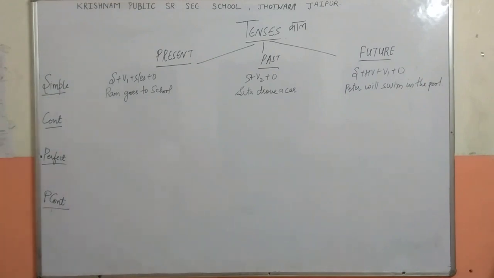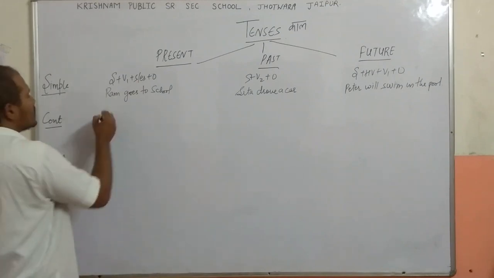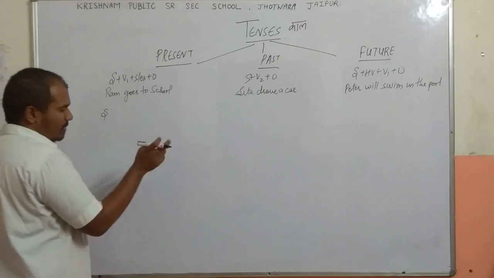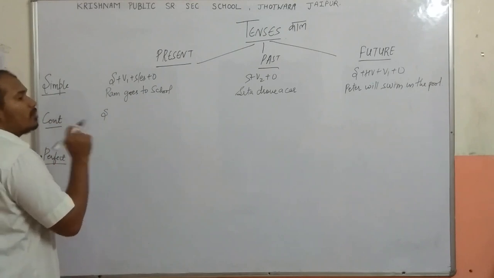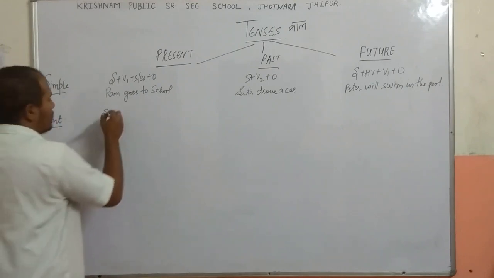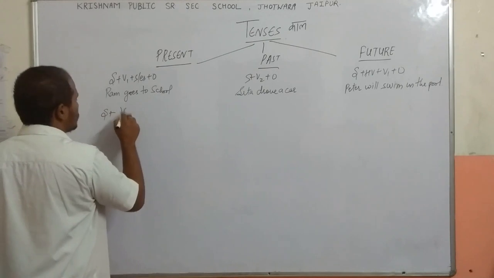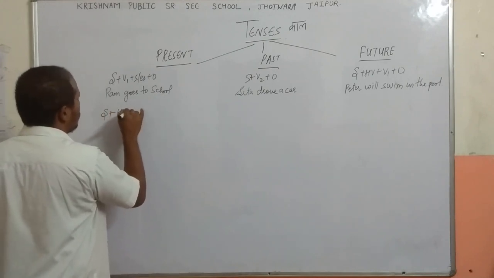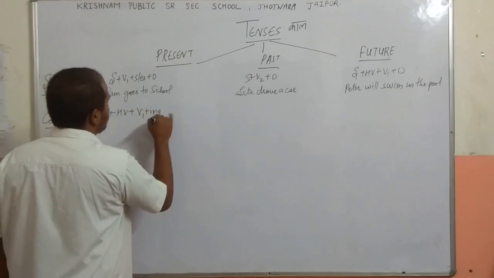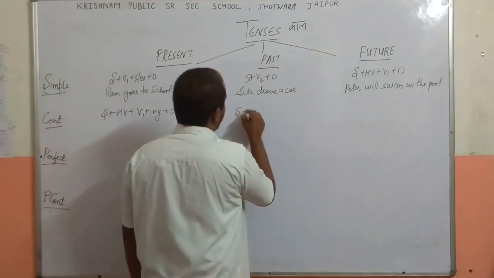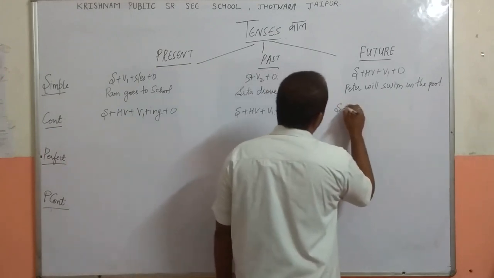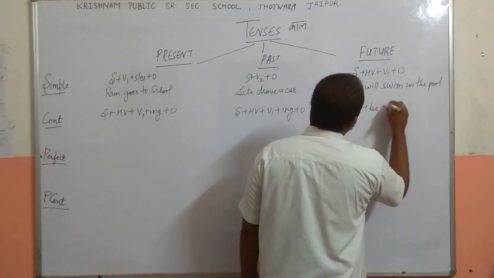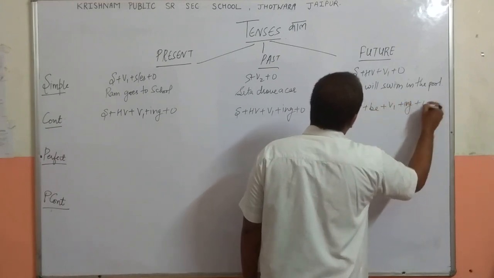Talking further about continuous, how they are used, I'll give you the structure. Subject, what did I mention? I mentioned with continuous we'll be using helping verb, we'll be using verb's first form, and we'll be using ing. Now I'll give you a trick, okay? Subject plus helping verb plus verb first form plus ing plus object. Subject plus helping verb plus be plus verb's first form plus ing plus object.